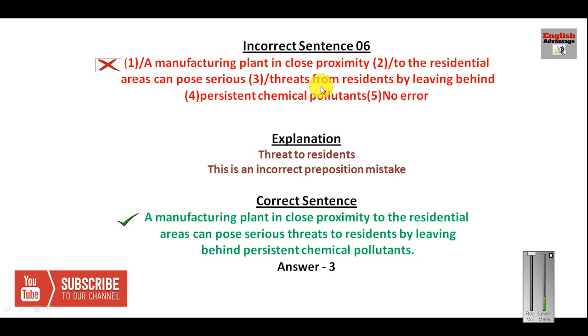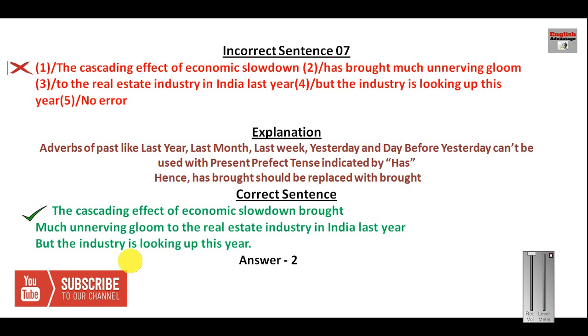So this is the grammatical error of preposition. So this is the wrong part here, and the answer will be 3. The answer will be 3 here. So this way these all sentences are very important from the examination point of view. Now let us see the next sentence.